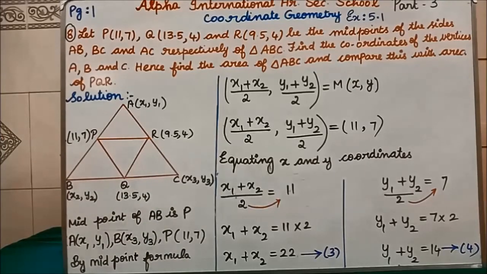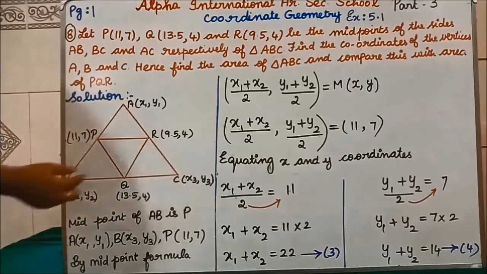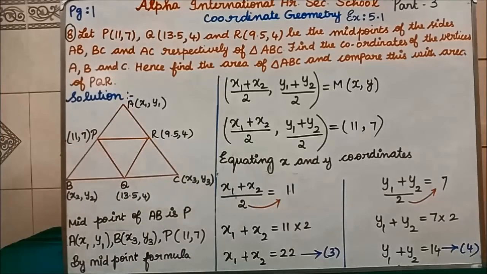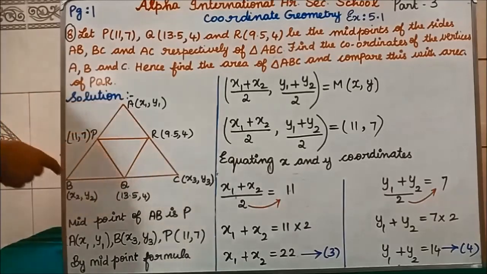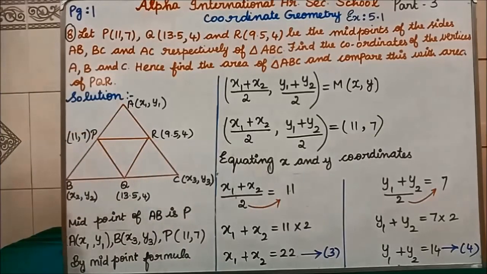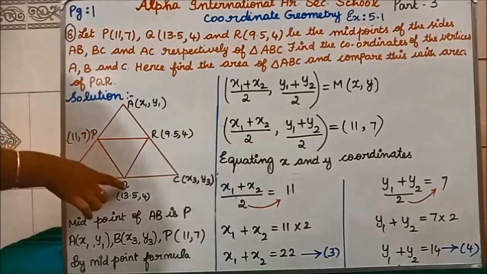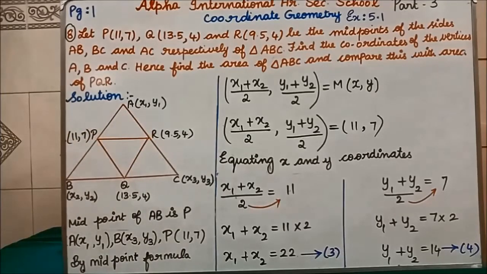Clear all of you? First we have to find the vertices A, B, C. Afterwards, using the area of a triangle formula, we are going to find the area of triangle ABC. After that, we are going to find the area of triangle PQR. Then we are going to compare the bigger triangle with the inner triangle. That is what they are asking in the question.